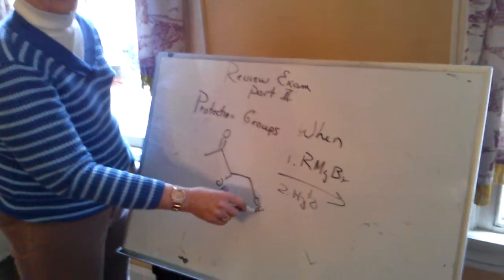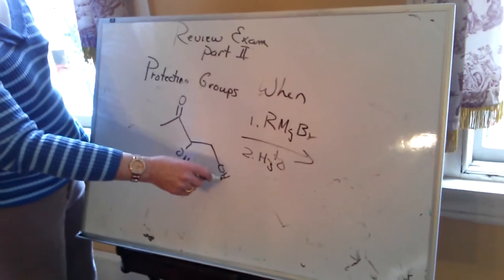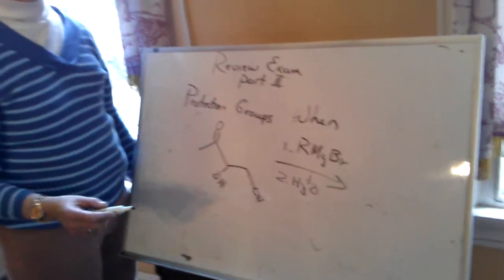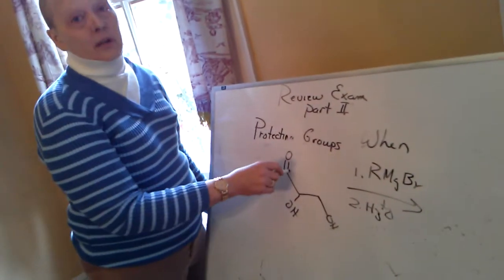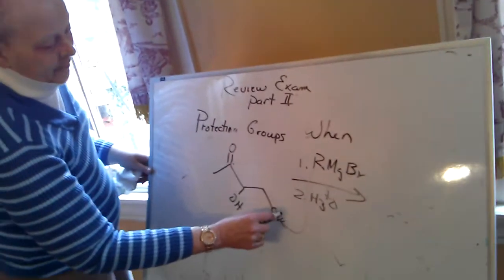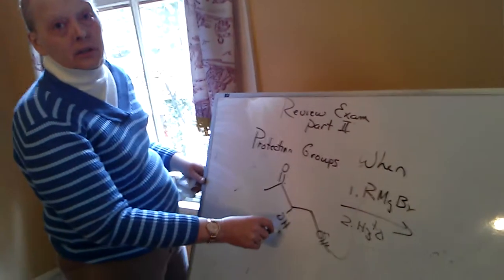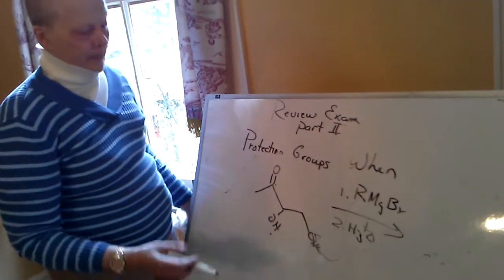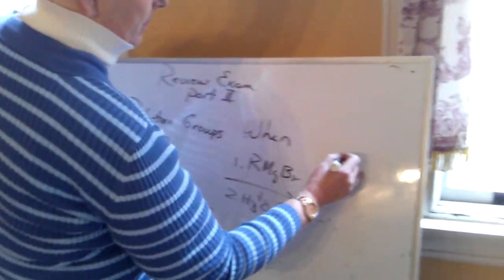These things go after protons so easily, it's not funny. They will rip a proton off of any oxygen before they will hit a carbonyl. So what will happen is this will come over and rip one of these off, or it could rip that one off. Okay, and that would destroy your Grignard reagent because then you'd end up with this.